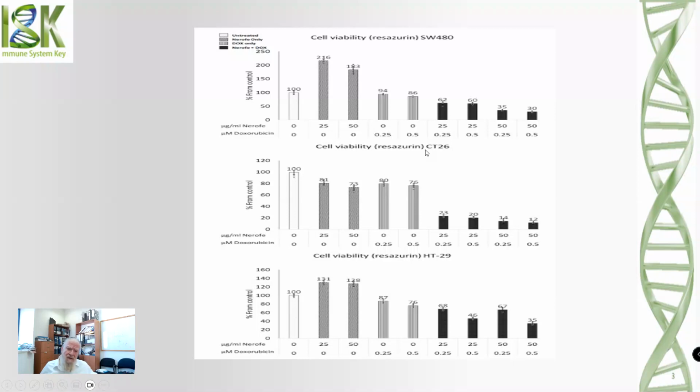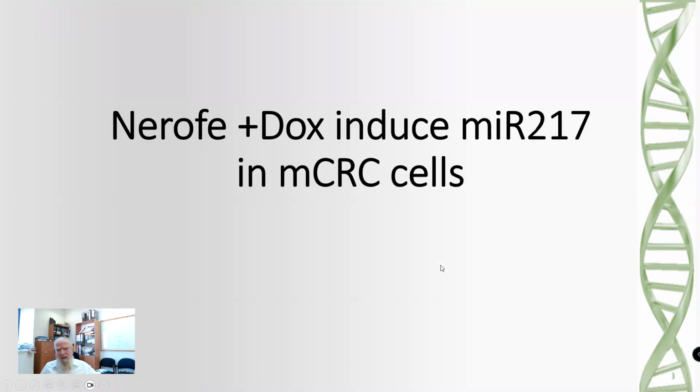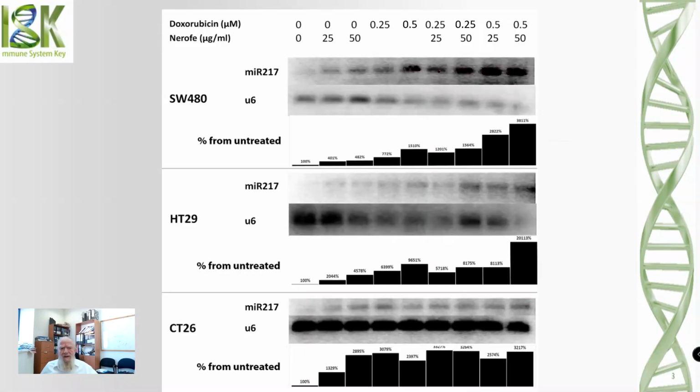Same story with CT26. This is a murine colorectal cancer, a metastatic colorectal cancer cell line transformed by KRAS. You see here is the level of the untreated group of cells. Nerofe and DOX separately give like a 20-23% decrease. When you combine them, we can get up to an 85-88% decrease in cell viability. The same story with HT29.